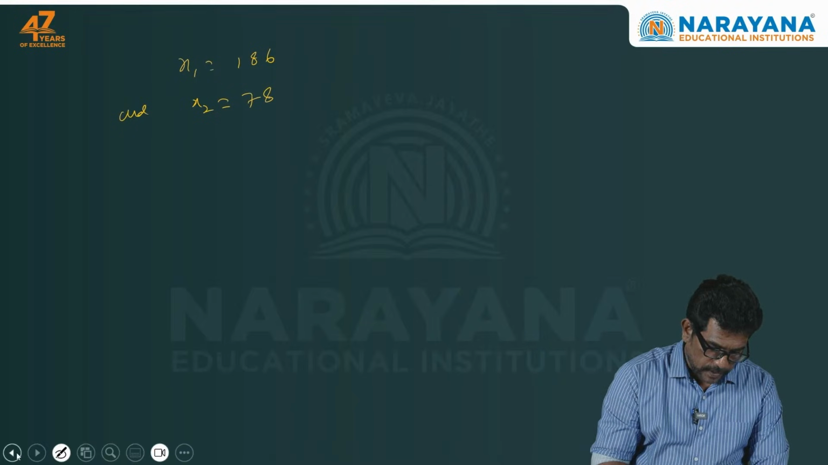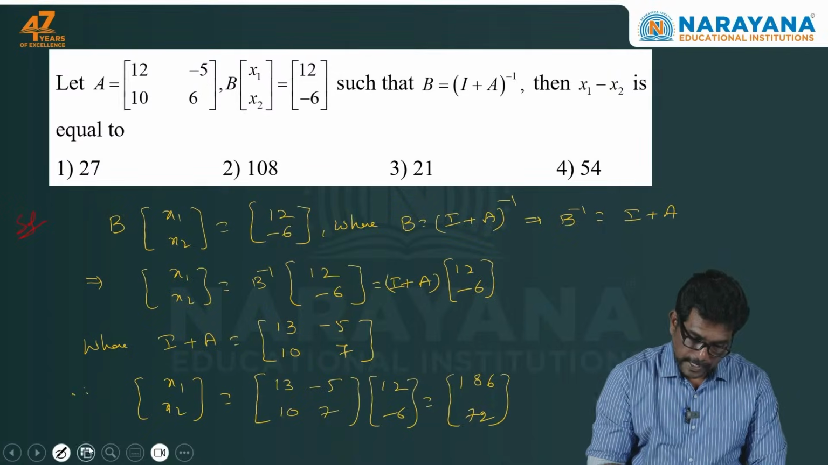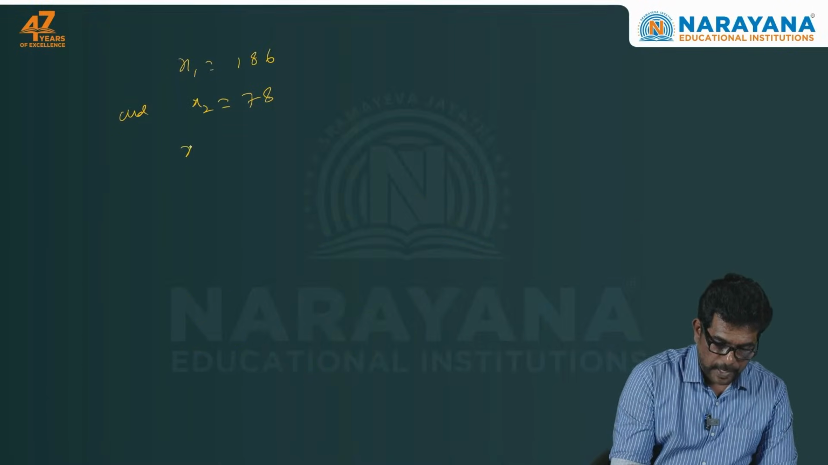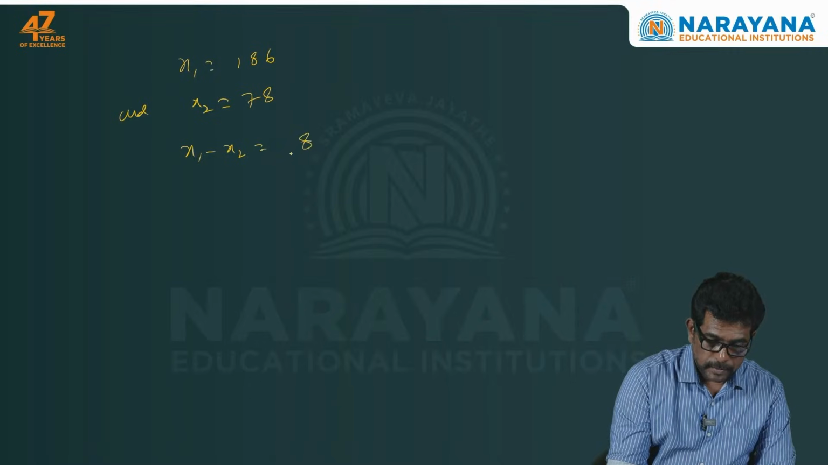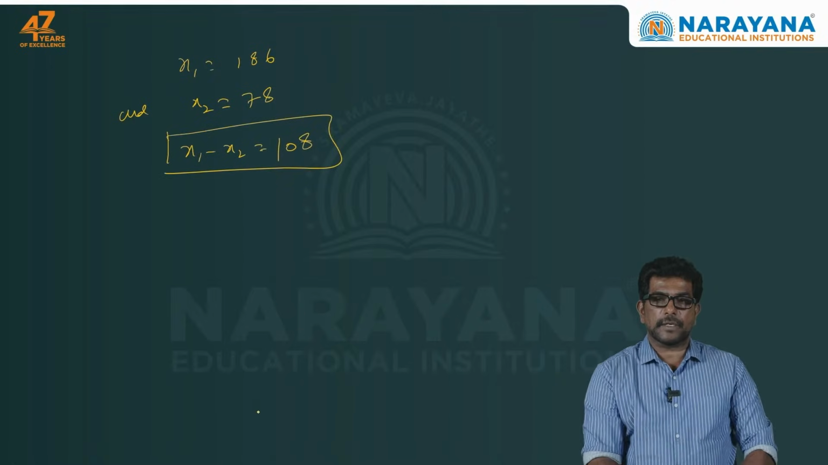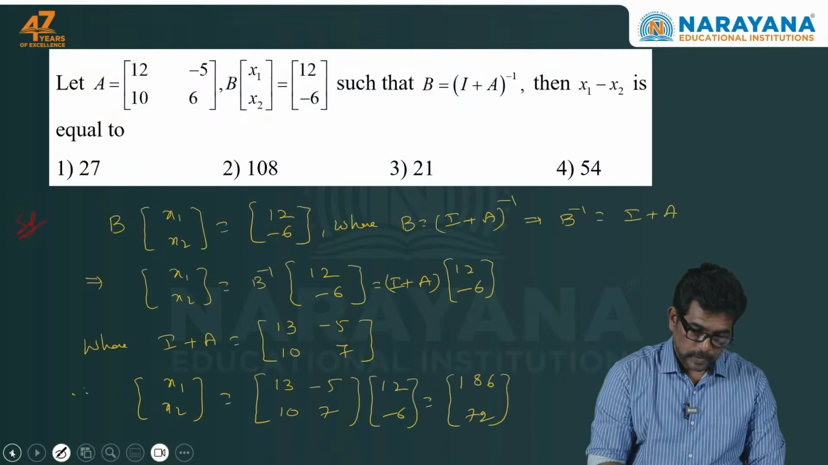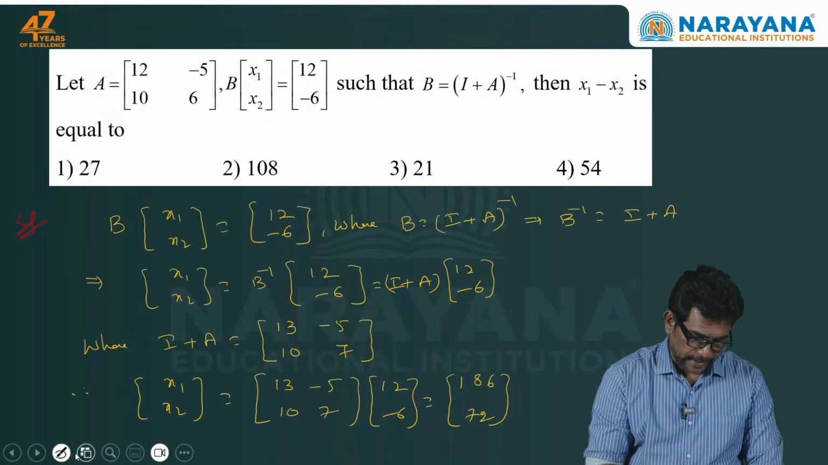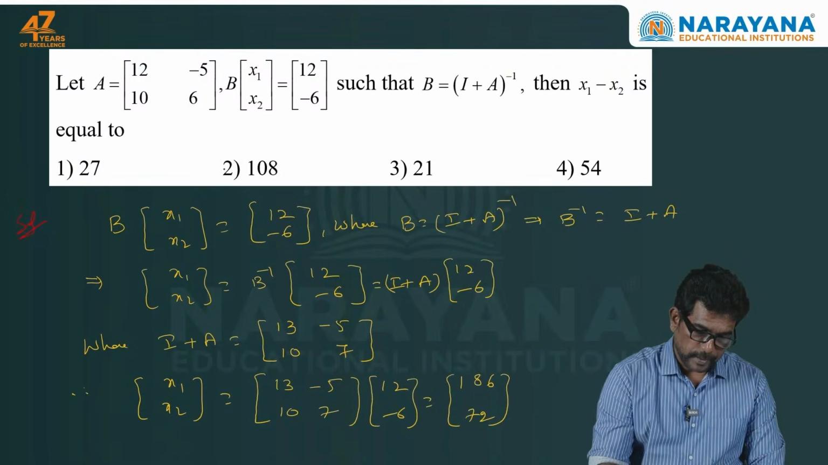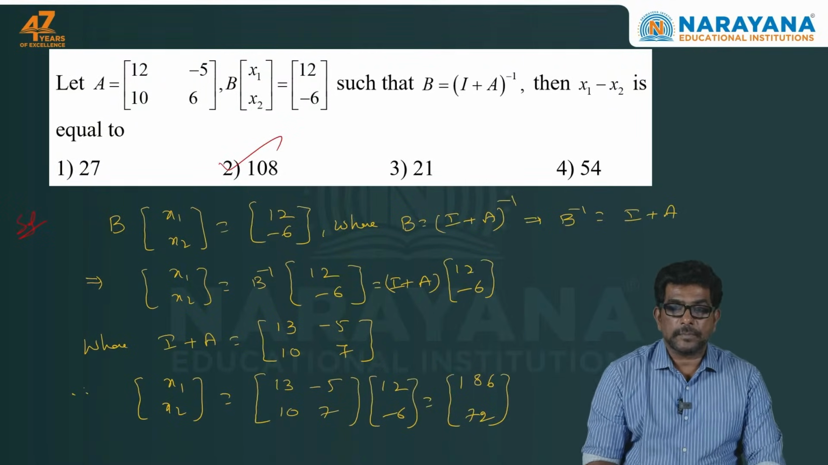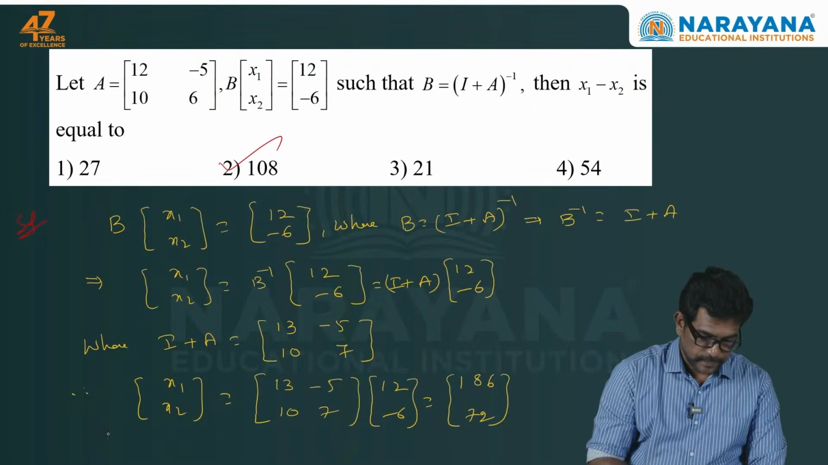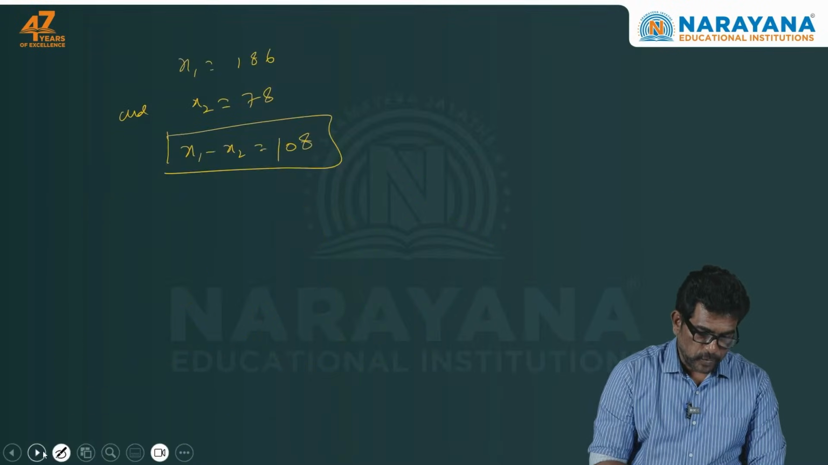They asked for x1 minus x2. x1 minus x2 is equal to 186 minus 78, which is 108. So option B is right. It is a moderate problem. It takes hardly 2 minutes. Next, move on to the next problem.